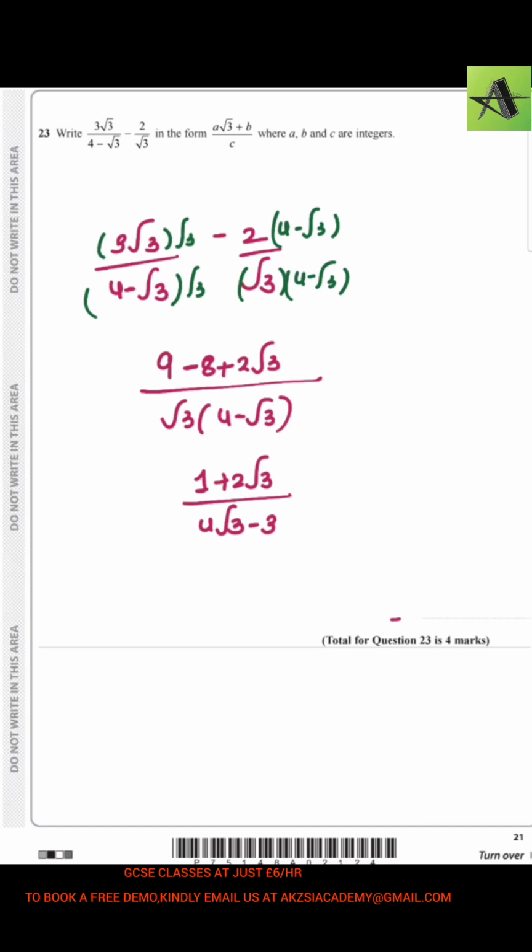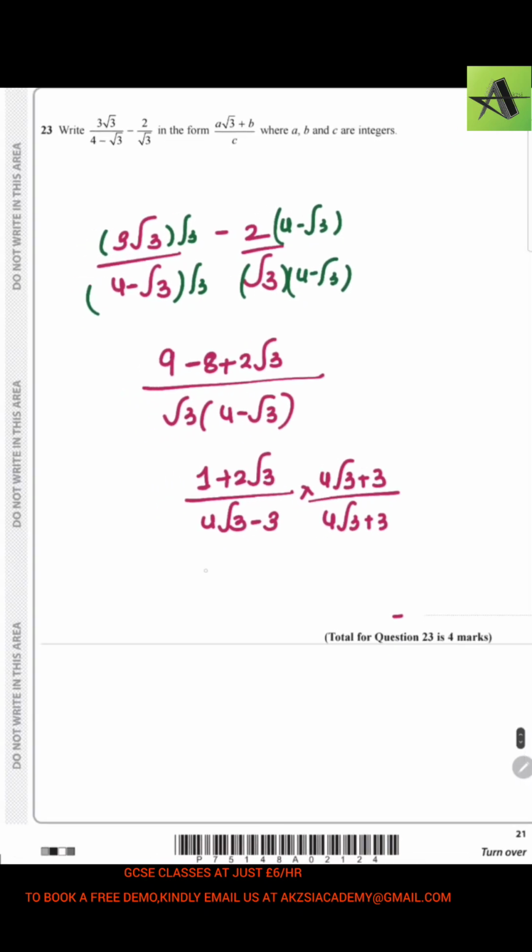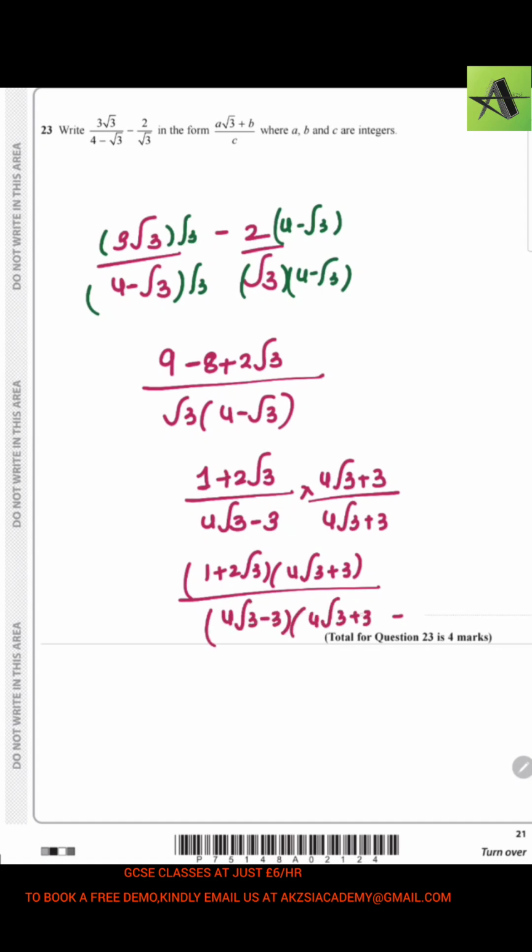The process says if there's a third number and there's another number, it can be a third, it can be an integer, but there are two terms separated by positive or negative sign, I have to multiply the same with the opposite sign. That means I'll multiply it with 4 root 3 plus 3, and this will also be 4 root 3 plus 3. So multiplying 1 plus 2 root 3 times 4 root 3 plus 3 over 4 root 3 minus 3 times 4 root 3 plus 3.